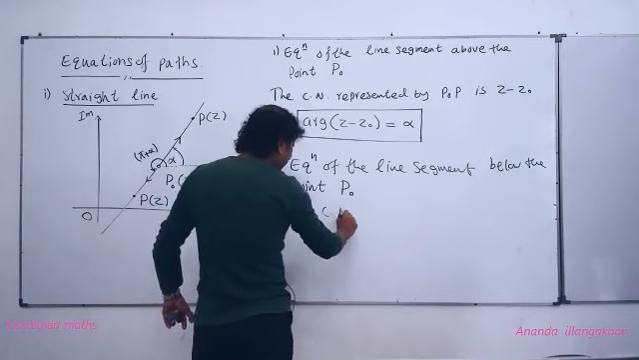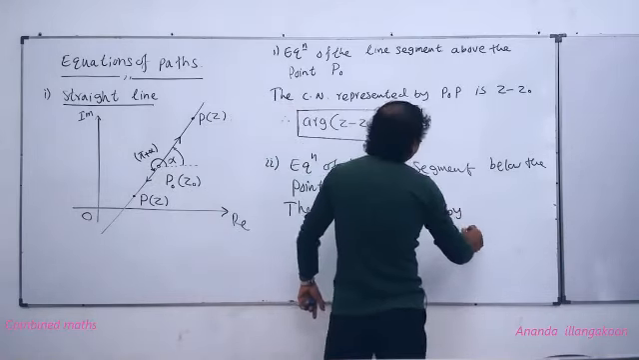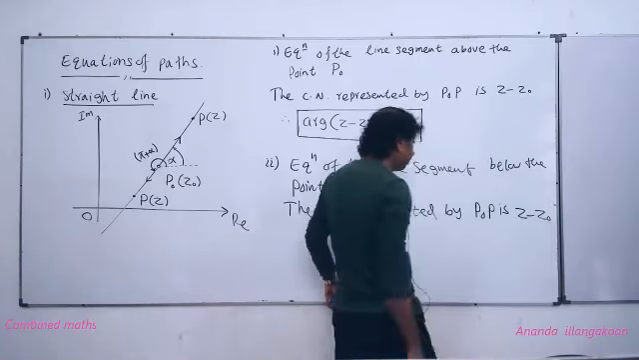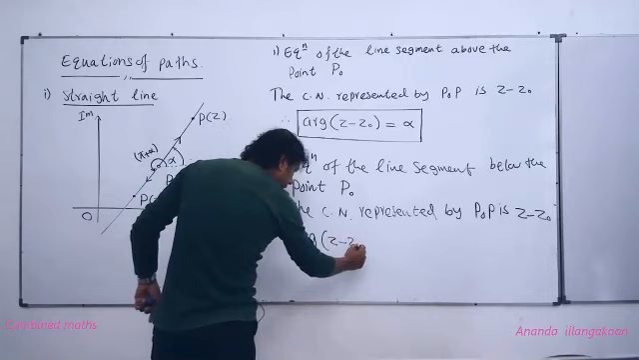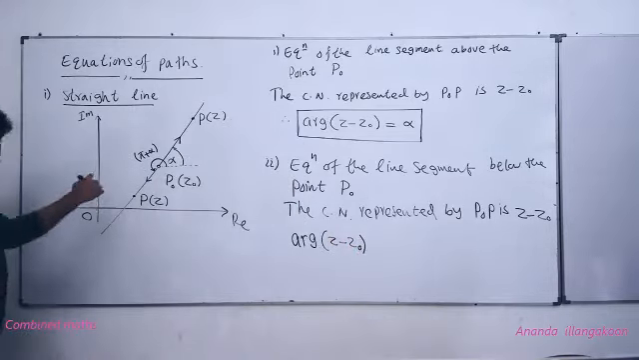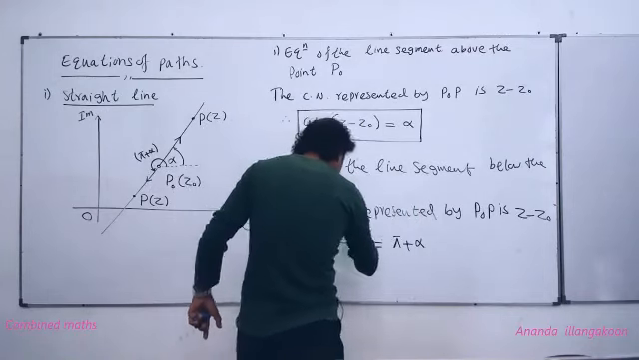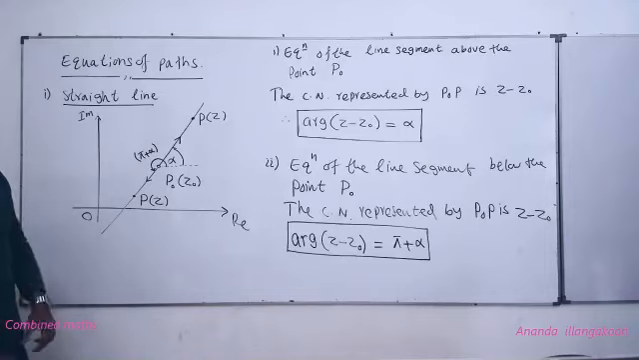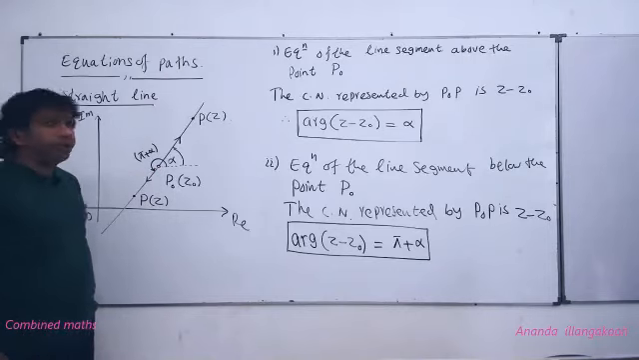The complex number represented by P naught P is Z minus Z naught. Arg of Z minus Z naught equals pi plus alpha, right? In this way, by using two equations only, we can express the equation of a single line on the Argand plane. Now, special remember here to put a circle. Don't color that. That is the path of the straight line in complex form.